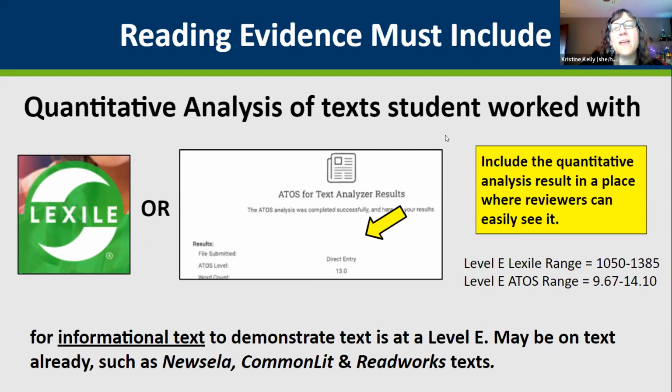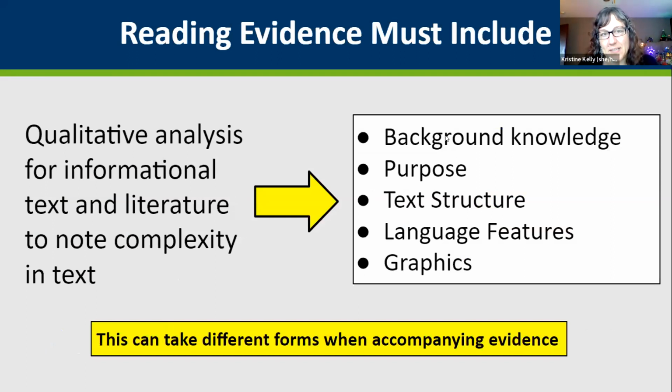Great question. So then we have the qualitative analysis. The qualitative analysis needs to come in as well, for informational text and literature. Literature is not to be run through a quantitative analysis because these tools cannot adequately measure literature. You will get literature that comes in low, but it's actually very complex in terms of dialogue, vocabulary, themes, structure, all of those things.